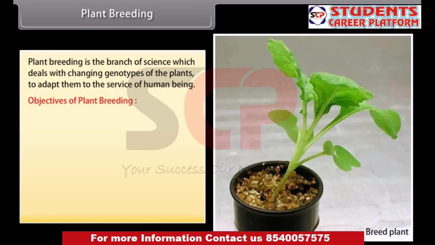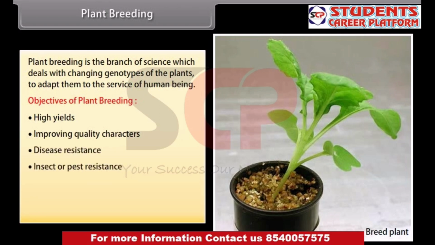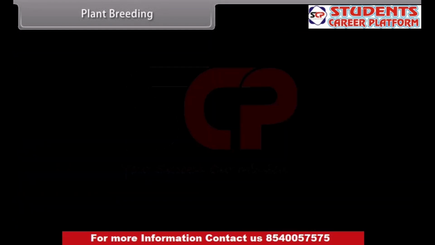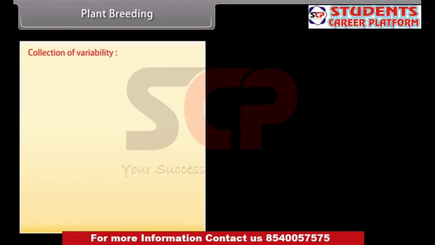Objectives of plant breeding: high yields, improving quality characters, disease resistance, insect and pest resistance, broadening growing area. Main steps in breeding a new genetic variety of crop are collection of variability.